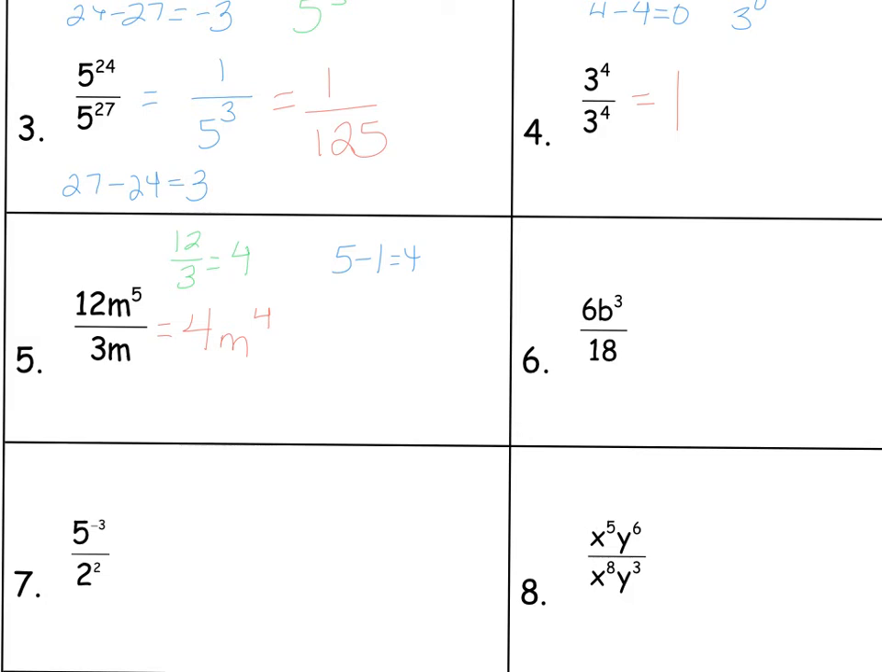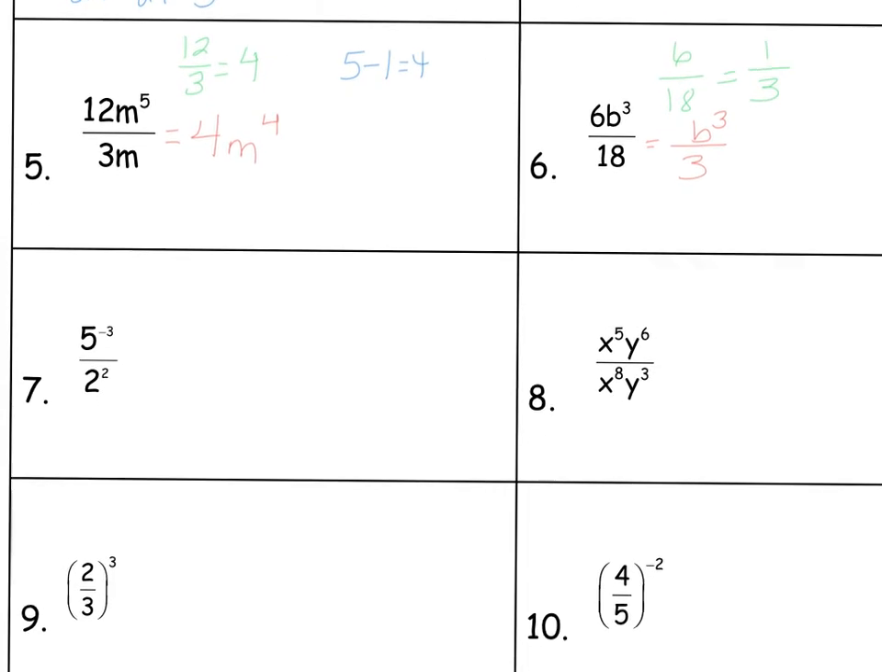Looking at the sixth one, 6 over 18 is going to simplify to 1 over 3. When we write our answer, we know we're going to end up with a 3 in the denominator. Now, regarding the b to the 3rd, there's nothing to simplify with it, so we simply leave it as b to the 3rd.